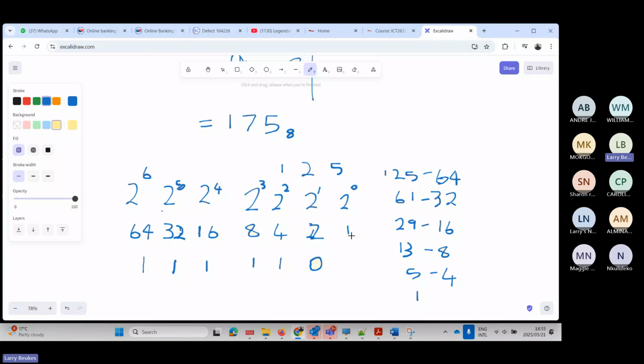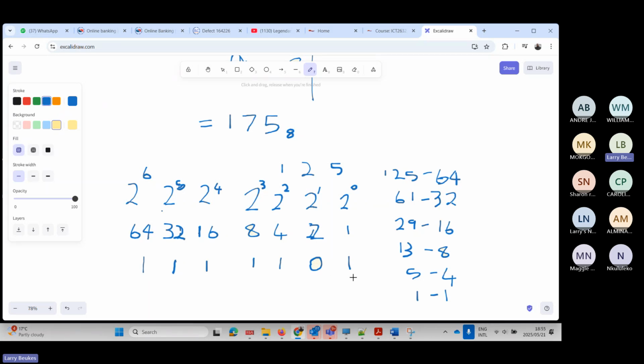Then 1 minus 1, we need this one. So this must be present. So if you look at this, what's present here? 64 is present? Yes. 32 is present? Yes. 16 is present? Yes. 8 is present? Yes. 4 is present? Yes. And 1 is present, right? So here is just a 0.